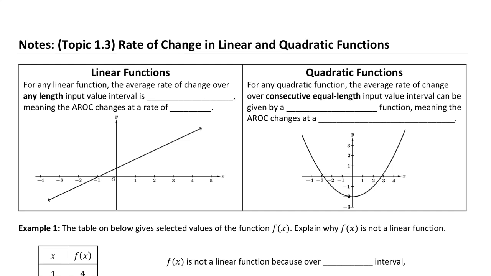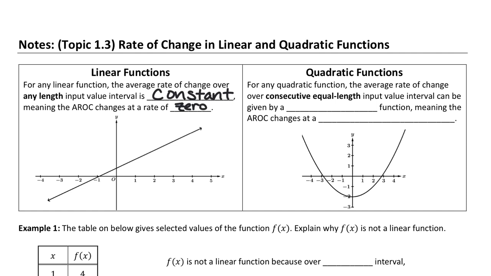So the rate of change in linear and quadratic functions is what we're going to focus on in topic 1.3. Linear functions are really pretty straightforward because linear functions are the ones where you found a slope previous to this class. So for any linear function, the average rate of change over any length input value interval is constant. It has the same slope or the same rate of change literally the whole time from negative infinity to infinity because it's one line going the same direction the whole time. Meaning the average rate of change changes at a rate of 0. It's not changing. It is constant.